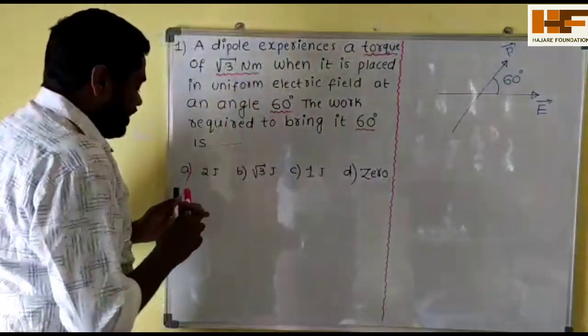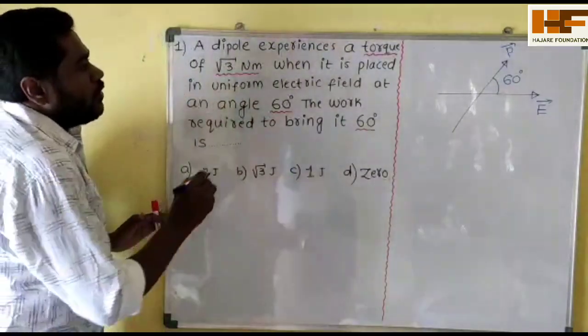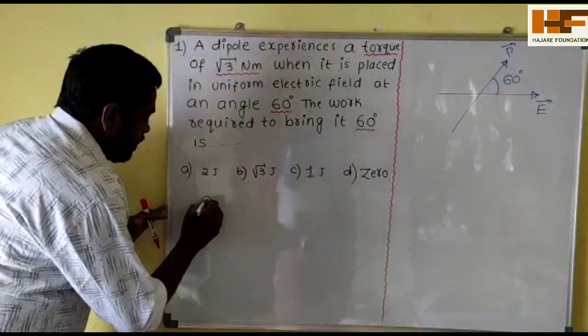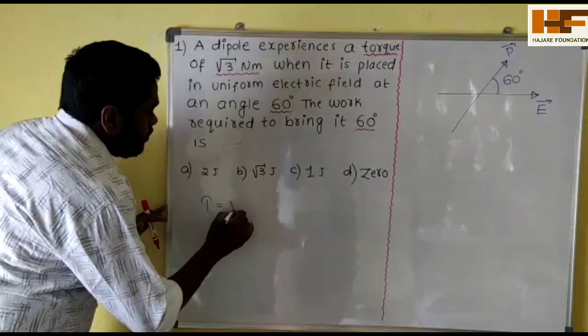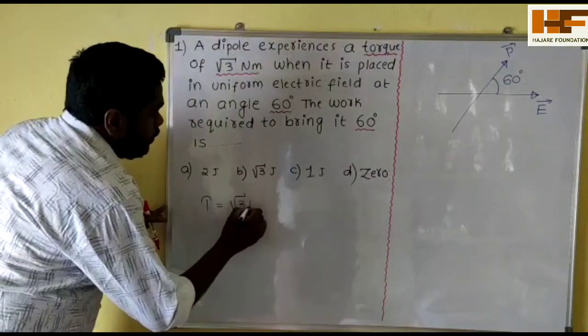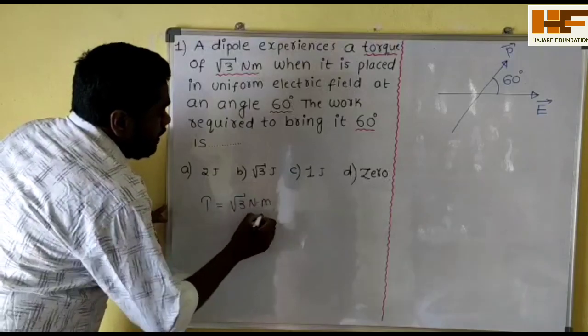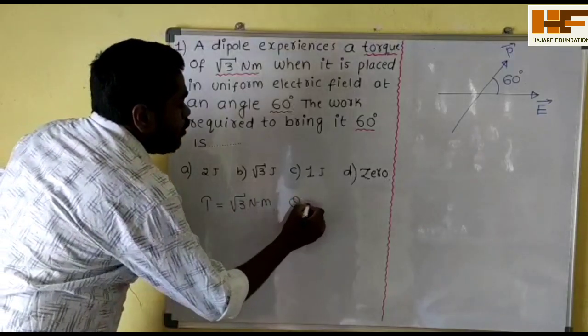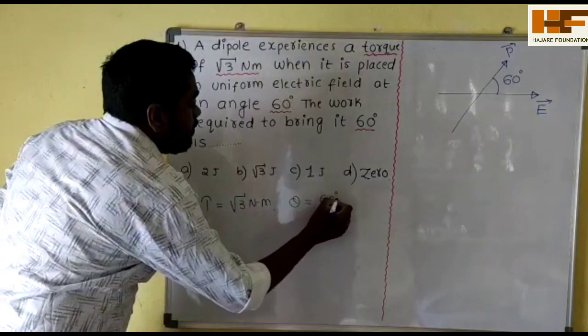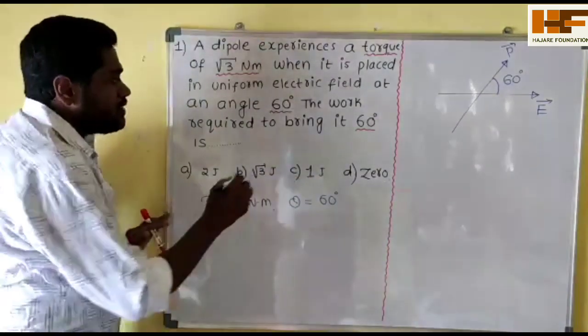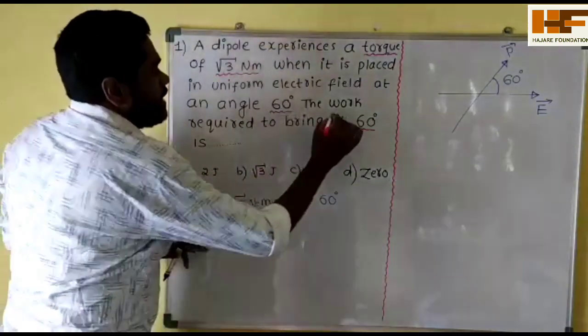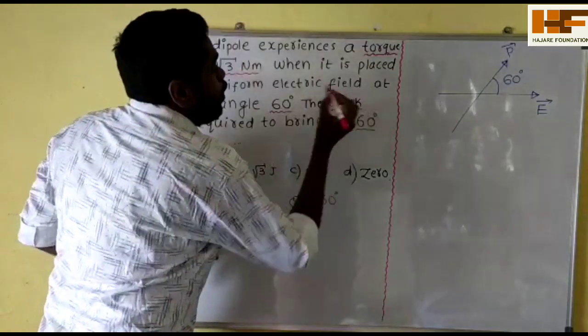First of all, let us take the data. What have they given? The torque tau is equal to √3 Newton meter. Theta is equal to 60 degrees. But what is the question here? They are asking for the work.